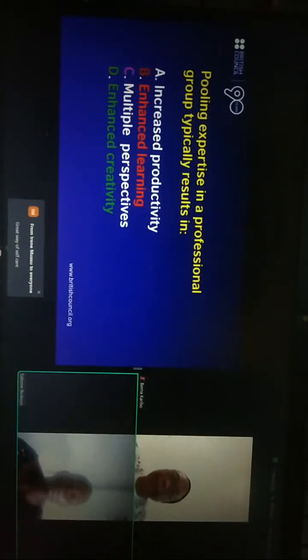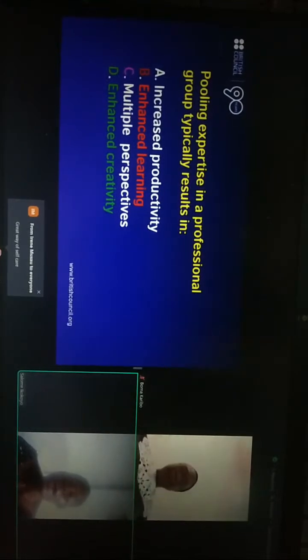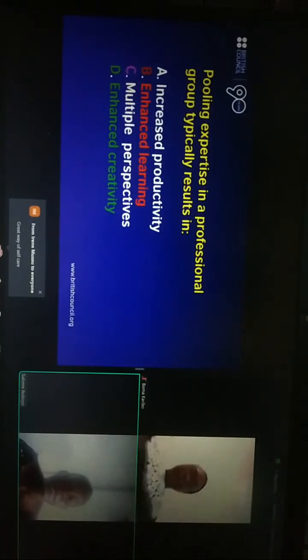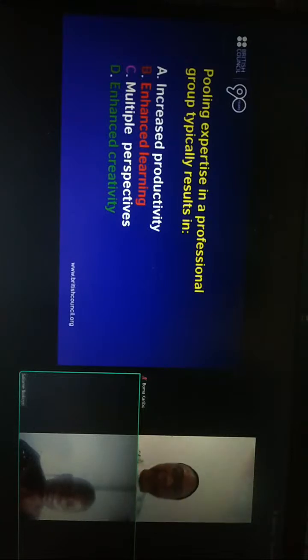Yeah, so pooling expertise in a professional group typically results in increased productivity, enhanced learning, multiple perspectives, enhanced creativity. All of these are the benefits of collaborating with same professionals. I think we'll go to the next slide.